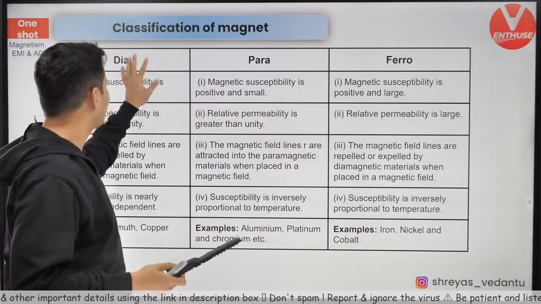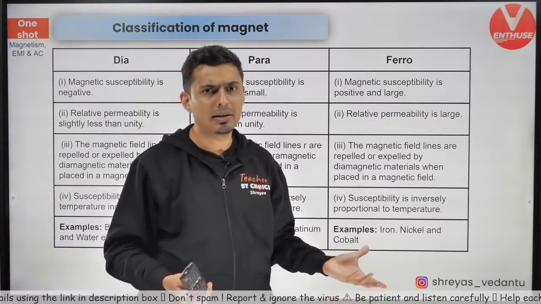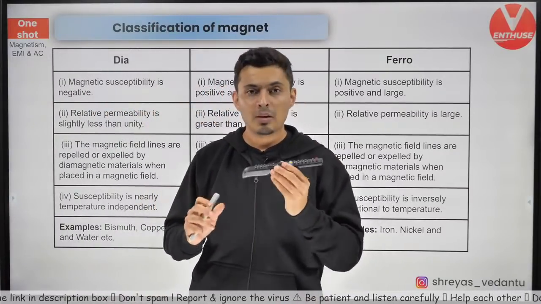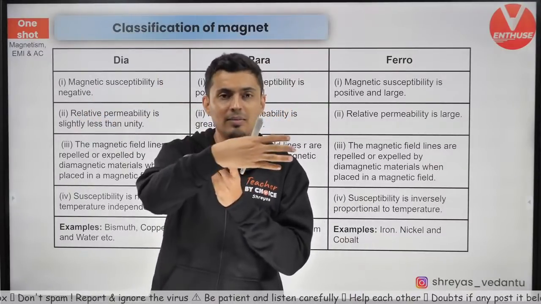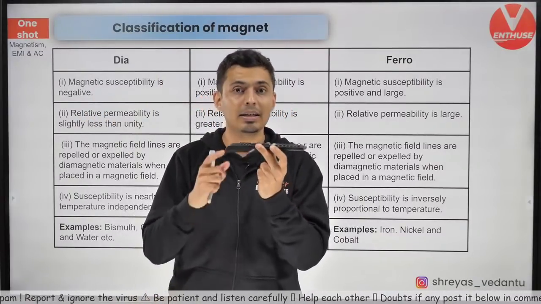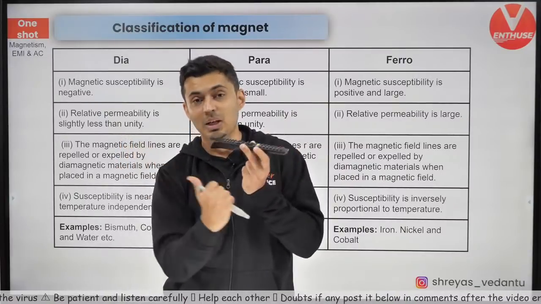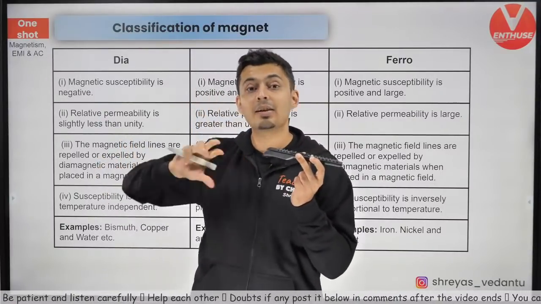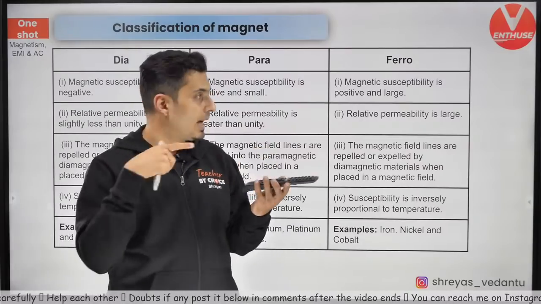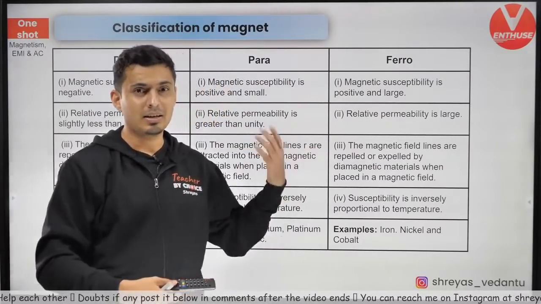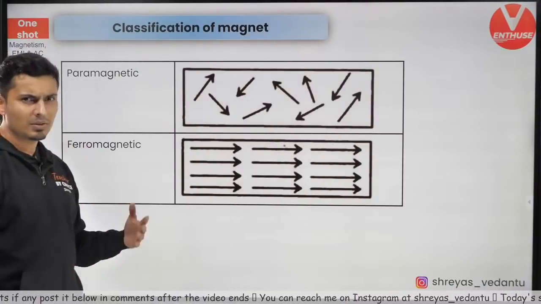So your obvious question will be, sir, what's the difference between dia and para if both are non-magnetic? Simple answer. When you take dia or para and you apply an external field, then a diamagnetic produces magnetic field in the opposite direction. It opposes the external field, it repels the external field. But if you have a paramagnetic material, then it produces magnetic field in the same direction. That's something which you can remember.